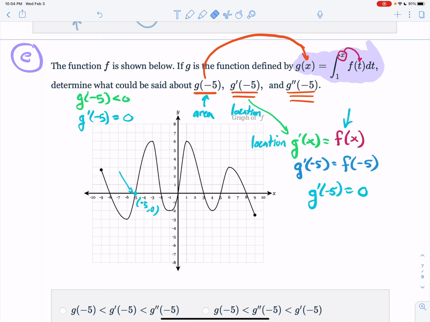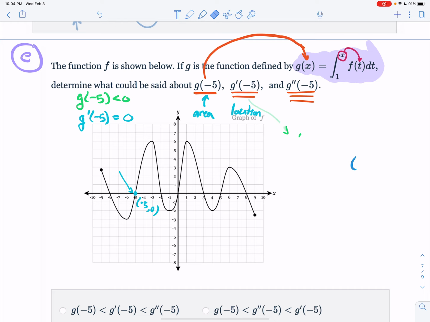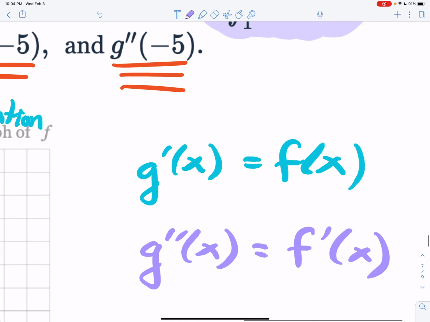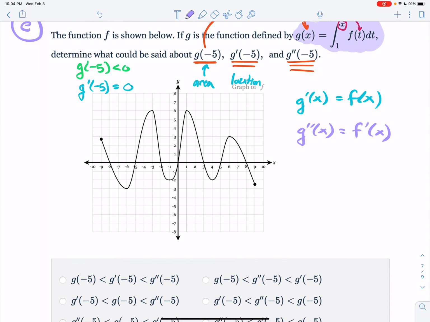All right, so here's the last part. We want to know what g double prime of negative 5 is. So we're going to take it one step further. Remember in that last part, we said that g prime of x was equal to f of x. So what if I want to find g double prime of x? Well then, I'm just going to have to take the derivative of this side, right? It's kind of like what you do to one side, you do to the other, which is how I got everything in purple. So g double prime specifically at negative 5 should be the same thing as f prime of negative 5.